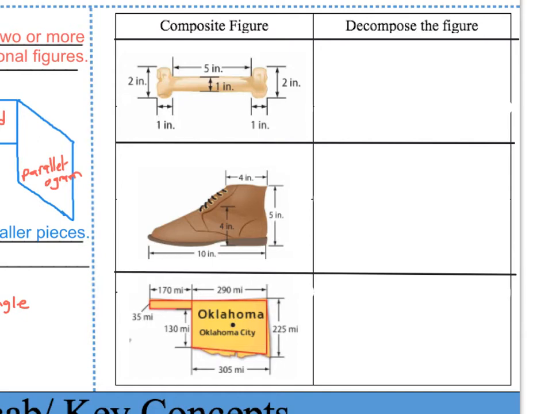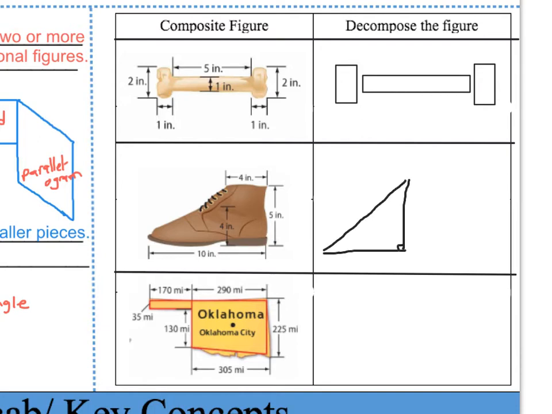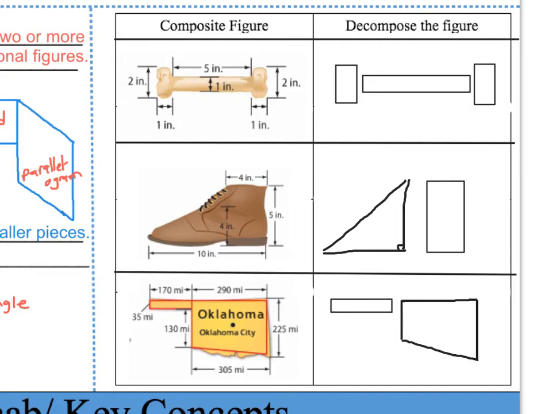The first example is the bone. The bone can be decomposed into three rectangles. The shoe can be decomposed into two basic shapes. The first shape that I see is a right triangle, and the second shape that I see is a rectangle. For the state of Oklahoma, the first shape that I see is a rectangle, and the second shape that I see would be a trapezoid.